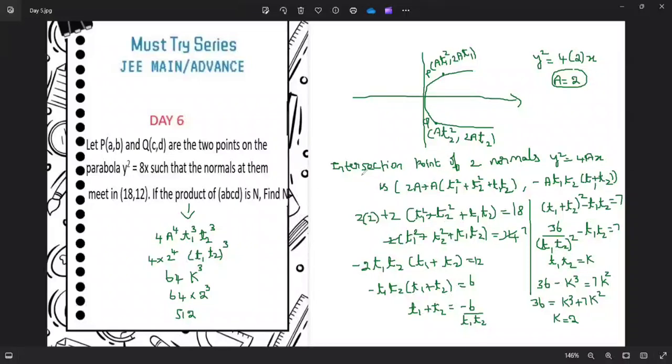So this question, if you do not know the intersection point of two normals, you will be unnecessarily wasting a lot of time. So this problem gives you a good edge when you get to know how to solve it quick.